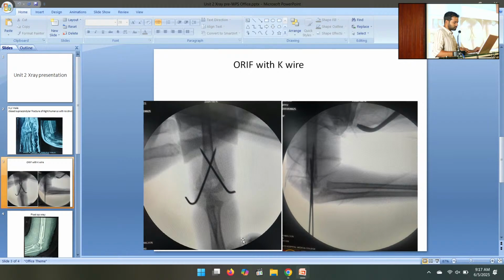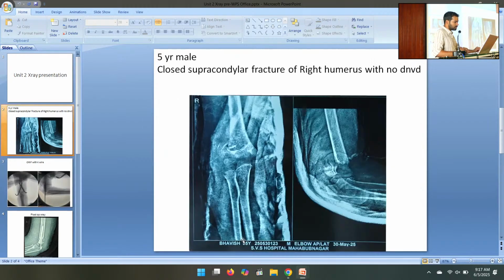Why was no reduction achieved? Sir, we tried. It was done under anesthesia. Sir, we tried, but reduction was done under anesthesia. Yes, sir. Not at all. You have reduced better under anesthesia. Is that improper manipulation?